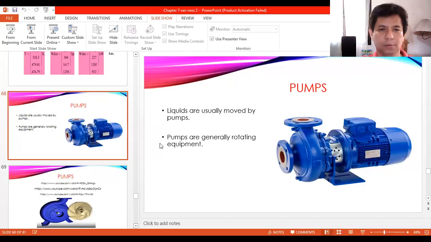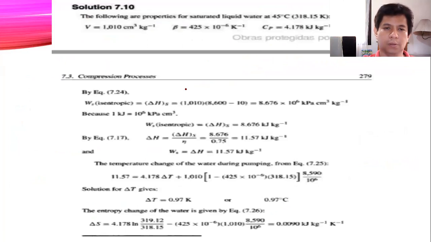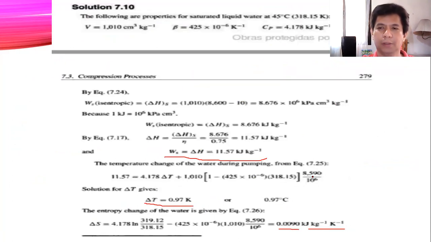Let's confirm the answer from the book. This is the final answer from the book. If you still remember, we calculated the work. It's around 11.6, here 11.57 kilojoules per kilogram. Then our delta T is 0.98, theirs is 0.97. Okay, close enough. And finally, delta S is 9.01 times 10 to the minus 6 kilojoules per kilogram per Kelvin. Okay, so they're the same.